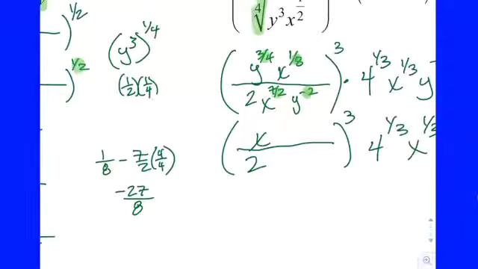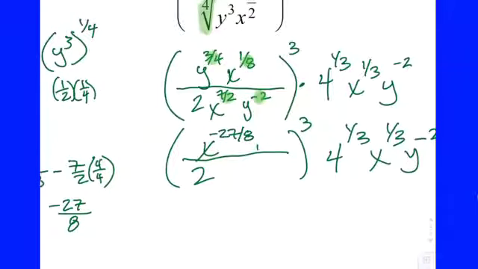-27 over 8. That is the new exponent on your x. -27 divided by 8. Wow. How many of y'all knew when y'all got out of bed this morning that you were going to meet -27/8? I sure didn't. But there he is. And then we'll do the y's.